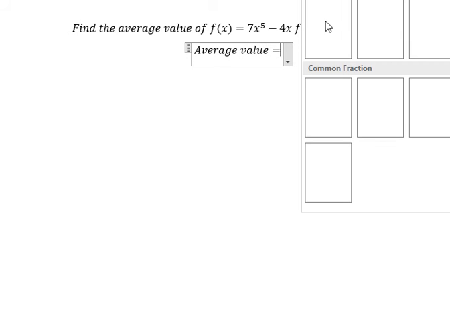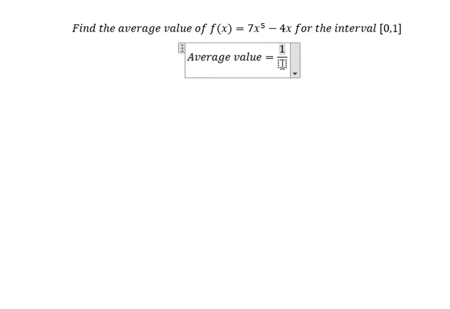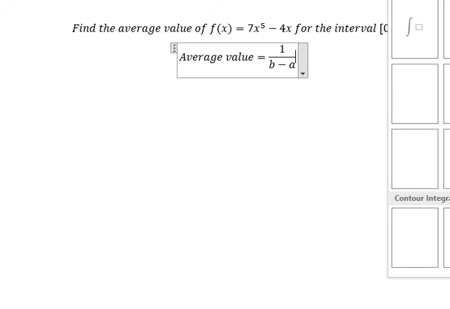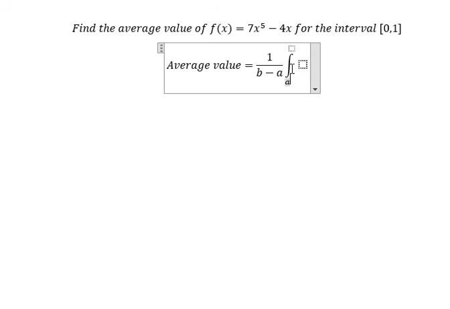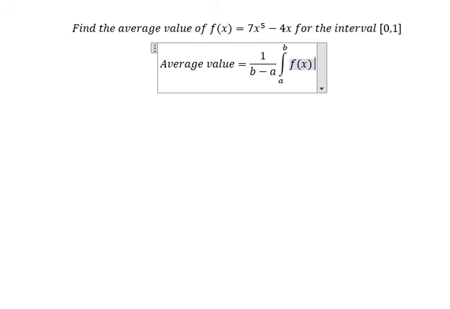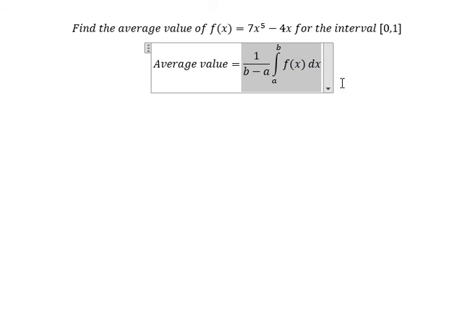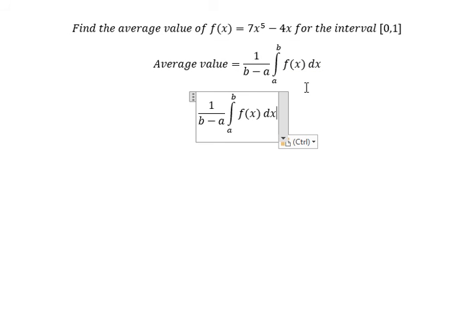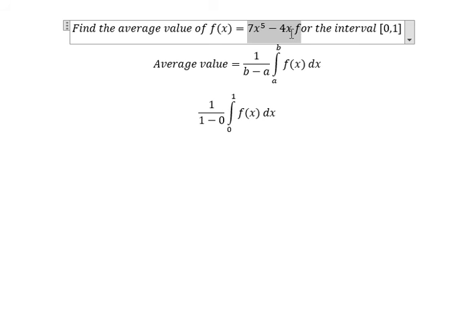So we will have 1 over b minus a, and we have the integration from a to b, and we have the function we put in here, ds. So b, that's number 1, a, that's number 0. The function, that's this one.